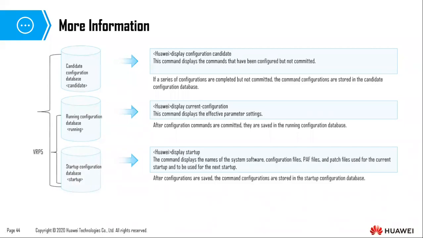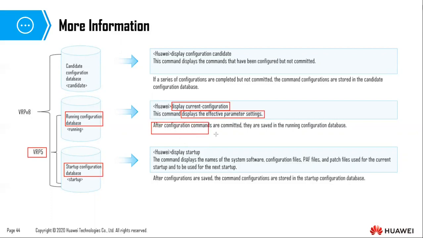Let me just display the whole of this. Normally all these commands are saved in a database. Let's begin with VRP version 5. It has a running configuration database and a startup configuration database. If you want to display the contents of the running configuration database, you type display current-configuration. Normally at the end of every lab, you'll be using this command to display everything that you've configured, every parameter that you've configured on the device.